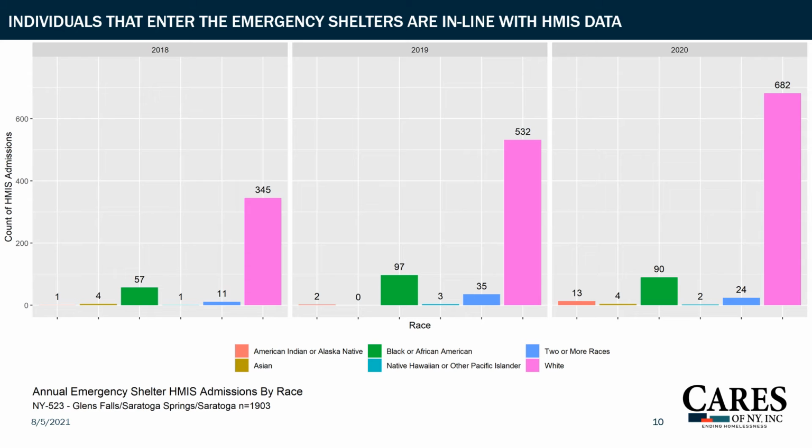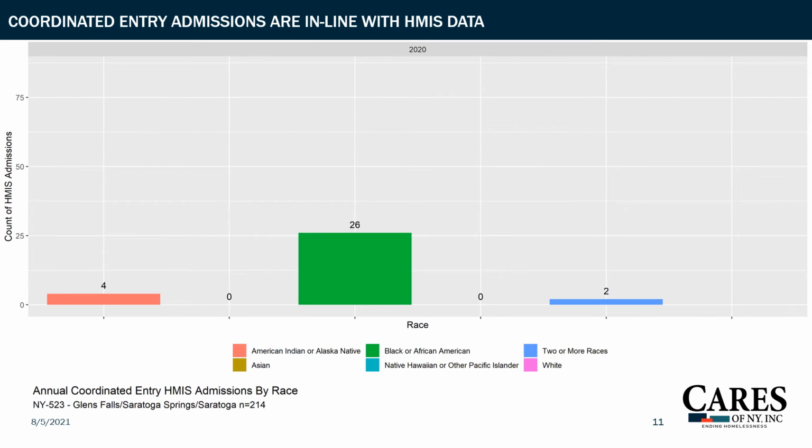Admissions are in emergency shelters. And we can see that once again, we have an overrepresentation of Black or African American clients, and the pattern kind of follows throughout. Coordinated entry started entering data into HMIS in the year 2020. And by looking at the year's data, we see that it follows the same pattern of overrepresented Black or African American clients.